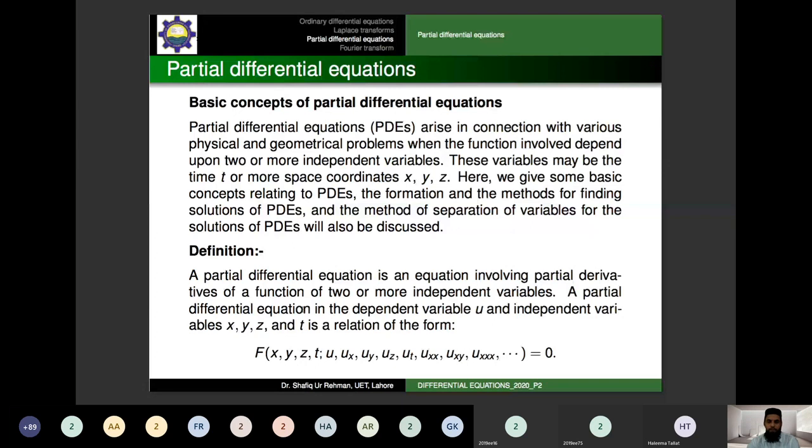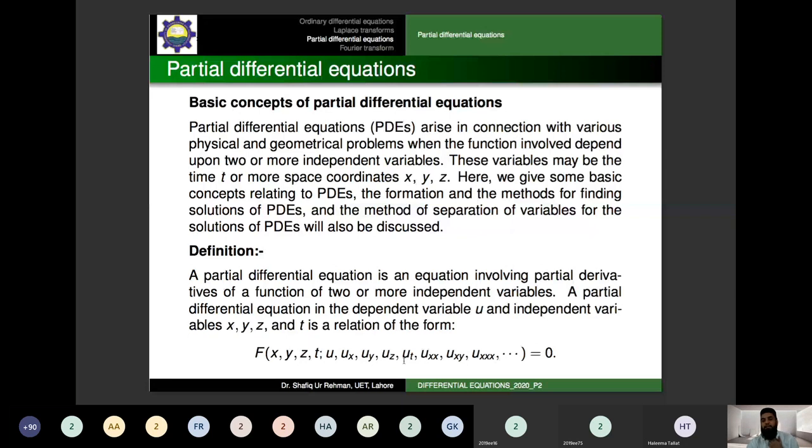So we say that we will be having all sort of elements over there: dependent variable, independent variables, and their partial derivatives. Of the dependent variable with respect to x, one of the independent variables, y, one of the other variables, or with respect to z, another one with respect to t. So these are all sort of partial derivatives of the dependent variable with respect to x, y, z, and t being the independent variables. Not only the first, but also there could be a chance of having higher order derivatives like u_xx, u_xy, u_xxx.